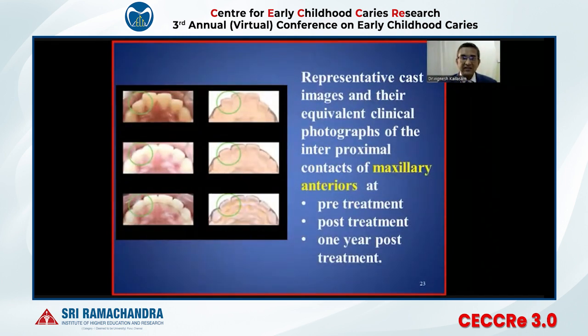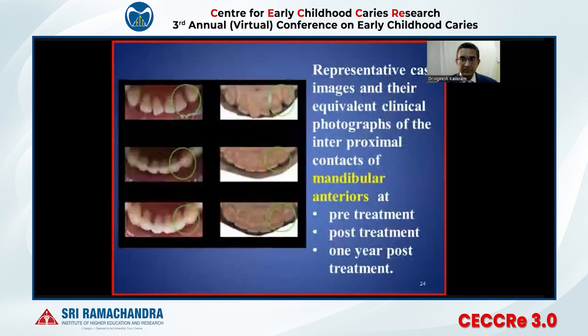For the mandibular anterior segment, we can see the contact between the lateral and the central incisor, where there was crowding and rotations. The S1 contact became an X contact at the end of treatment and remained an X contact after 1 year of retention. Similarly, for the mandibular arch, an O type of contact is seen between the canine and the lateral incisor. With orthodontic treatment, the contact has closed and become an X type of contact, and 1 year post-treatment, it is still maintained as an X type of contact.